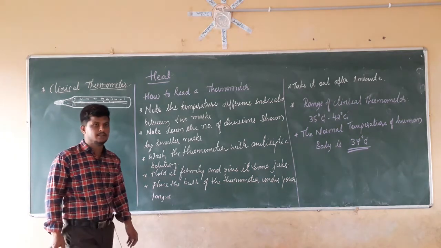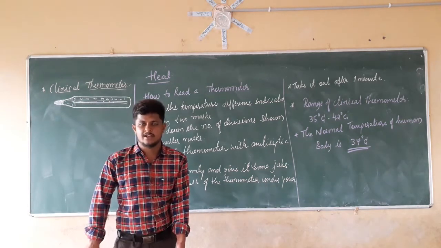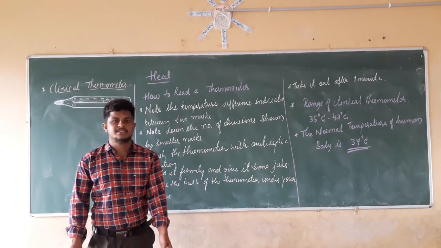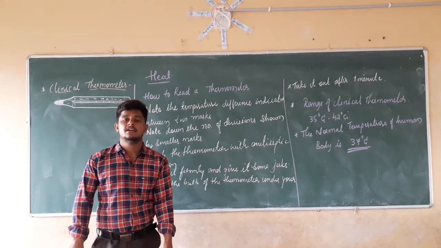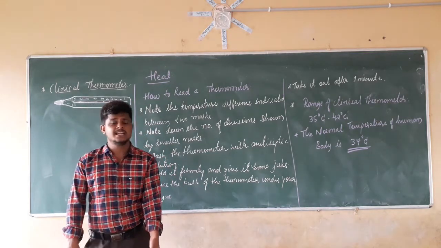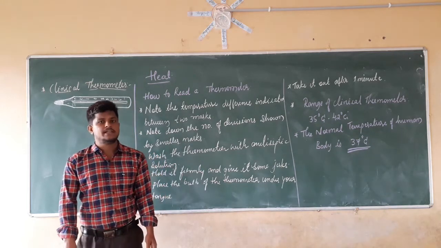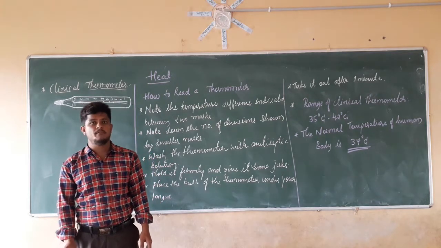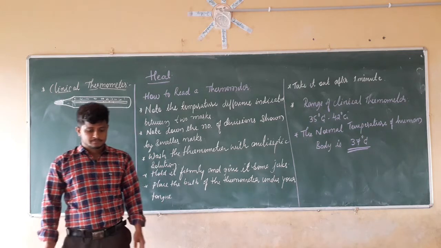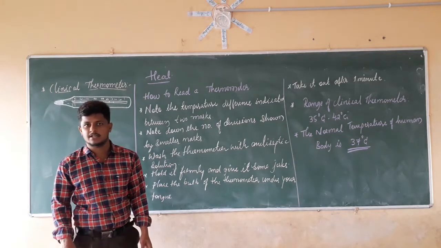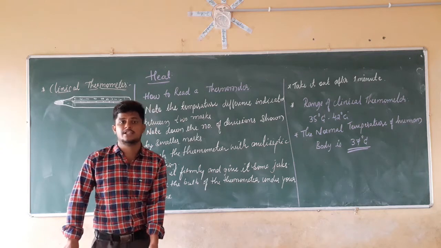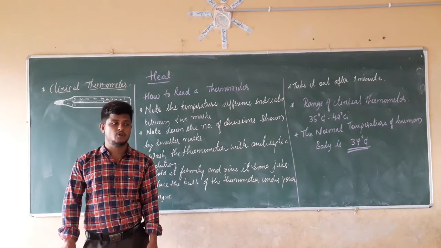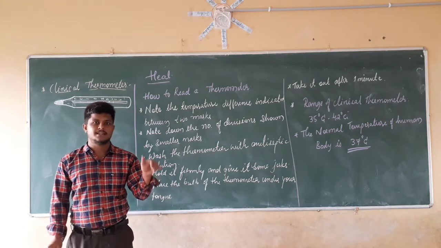In our syllabus we have two types of thermometers. One is the clinical thermometer, another one is the laboratory thermometer. By the name itself we can identify them. A clinical thermometer is used in clinics and hospitals to check the body temperature of human beings. Laboratory thermometers are used in laboratories to check the temperature of various reactions and various liquids used in practicals.